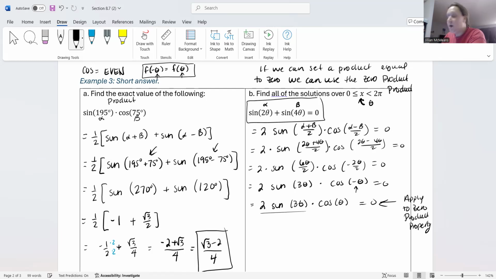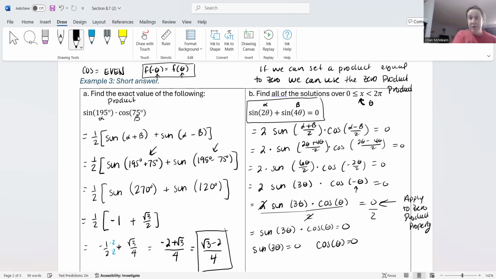And what the zero product property allows me to do is set each factor equal to 0. Okay. Now, before I do that, I'm going to divide both sides by 2. So 2 divided by 2 just becomes 1, and then 0 divided by 2 is just 0. So what I'm left with is sine of 3 theta times cosine of theta equals 0. So that tells me that sine of 3 theta is 0 and cosine of theta is 0.